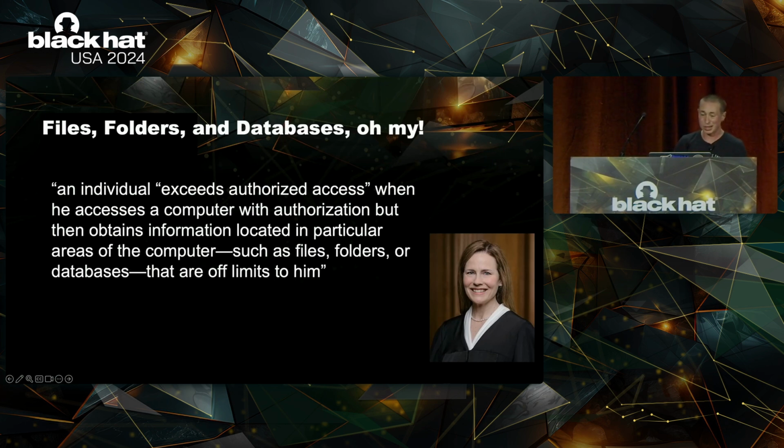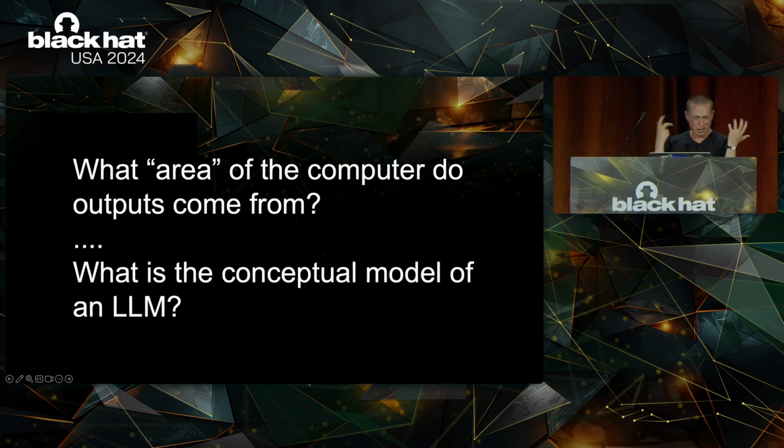Where this gets a little more complicated is what area of the computer do outputs come from in generative AI models? How does that map onto the ideas of files, folders, and databases? And honestly, in some ways, this comes down to what even is the conceptual model of something like a large language model. How do we understand what it's doing? There are legal scholars who have argued that we should think about it as retrieving particular pieces of information. That's more like the database model. Or you can think about it as more probabilistically just guessing the next thing, in which case it's not clear that you're accessing a different area of the computer.